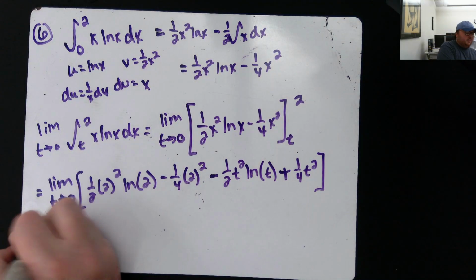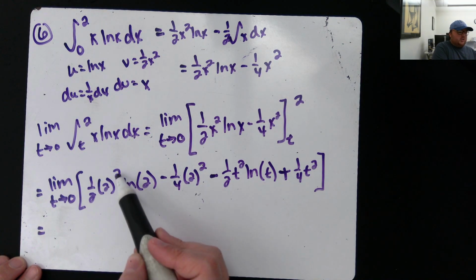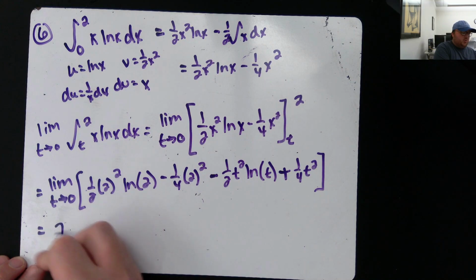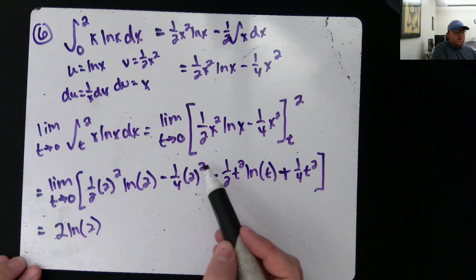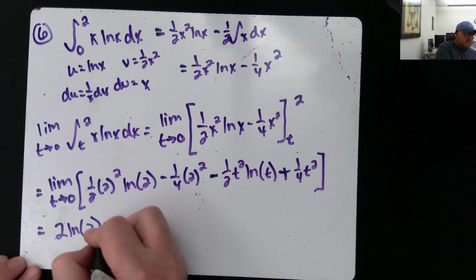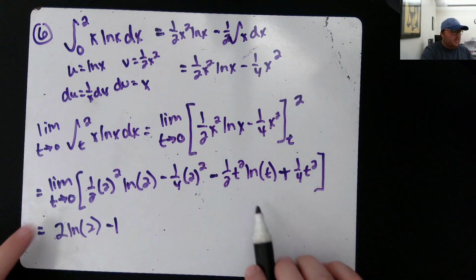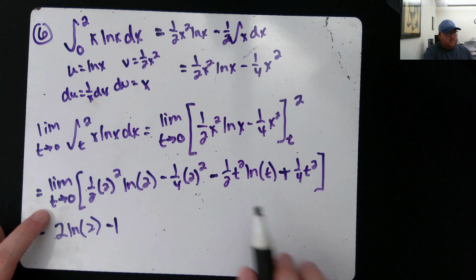So work this out. 2 squared is 4. 1/2 times 4 is 2 times the natural log of 2. Minus 2 squared is 4, 1/4 times 4 is 1. So minus 1. Limit as t goes to 0 of this stuff.